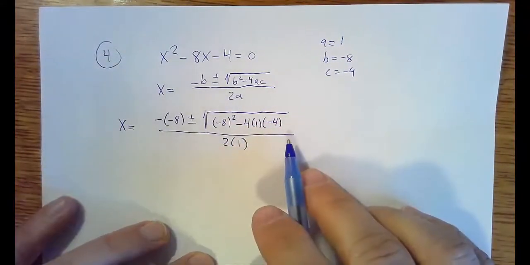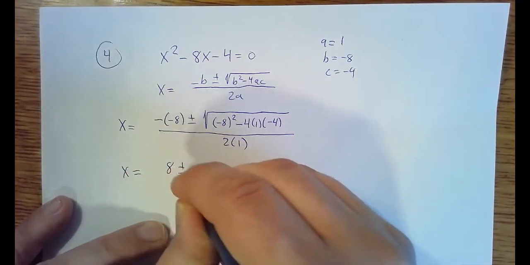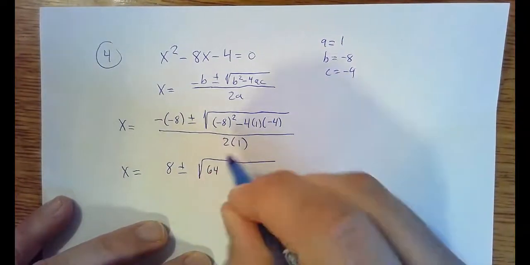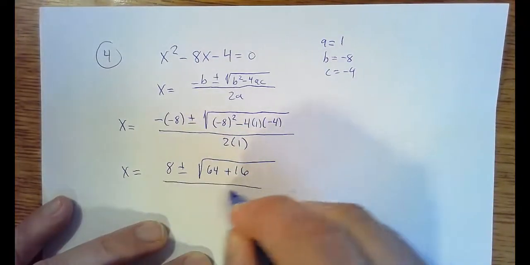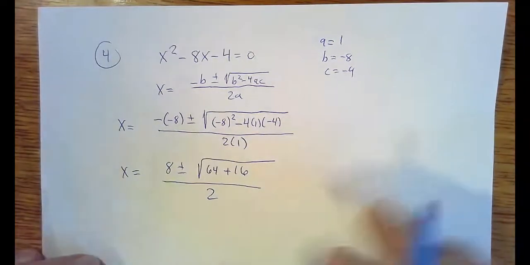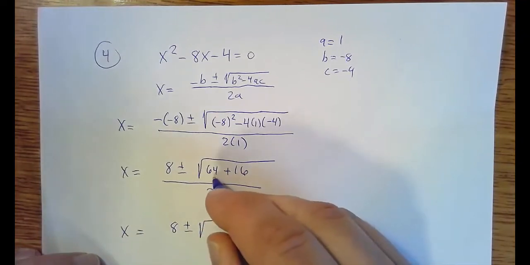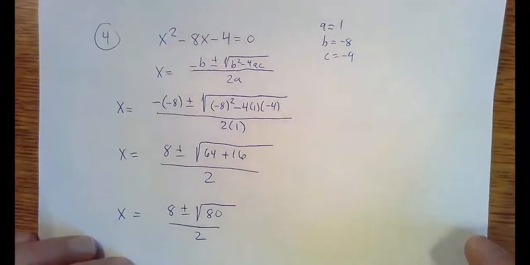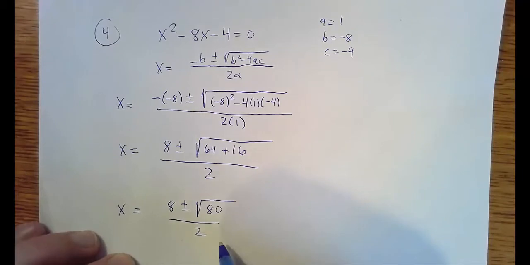So we're going to simplify this expression. We have the negative of negative 8 is 8, plus or minus the square root of negative 8 squared, which is 64. Negative 4 times 1 times negative 4 is positive 16. All over 2. And so one correct solution, if I simplify one more step, is 8 plus or minus the square root of 64 plus 16, which is 80, over 2. This would actually be a correct solution. So we would enter both answers as 8 plus square root of 80 divided by 2, and then comma, 8 minus square root of 80 divided by 2.